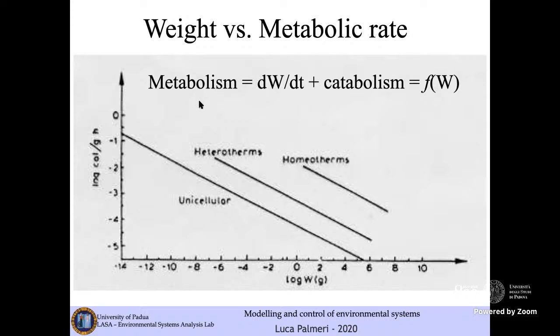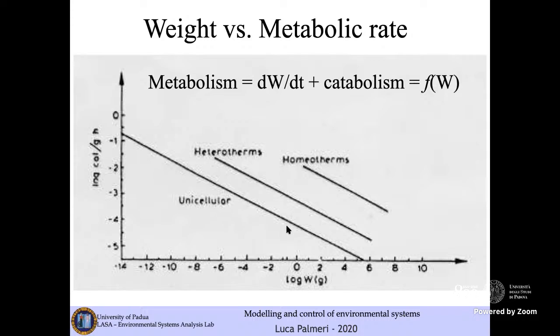So we write that metabolism is equal to anabolism plus catabolism. So the totality of the energy flow in the animal is linked to what goes to growth plus what is employed for surviving. So this is a simple function of the weight.